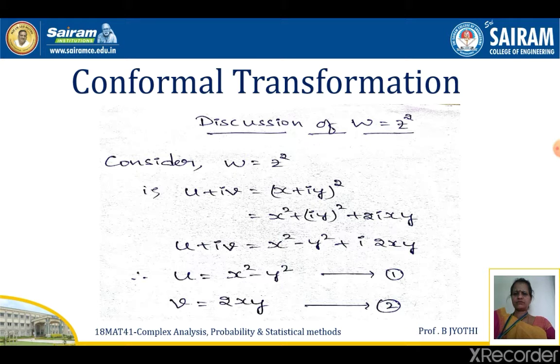Today we are going to discuss conformal transformation, that is, discussion of w is z squared. So w can be written as u plus iv, and in the Cartesian form we are taking z as x plus iy. Squaring, z squared will be (x plus iy) the whole squared, so x squared plus i squared y squared plus 2ixy. It takes the real part of this as x squared minus y squared, and the imaginary part is 2xy.